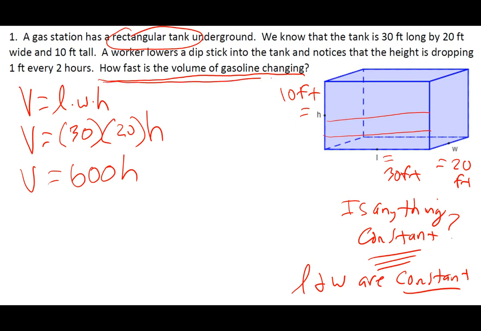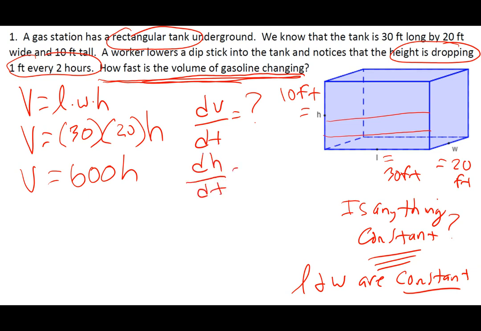Then what else do we know here? So how fast is the volume of the gasoline changing? So what I'm ultimately looking for is dV/dt. What else do I know? Well, I know that the height is dropping 1 foot every 2 hours. I would rather convert that to just 1 hour. So if it is dropping 1 foot every 2 hours, then it is dropping half a foot every hour. Because it's dropping, that's going to be a negative 0.5 feet per hour. Believe it or not, that's everything that I need to solve.